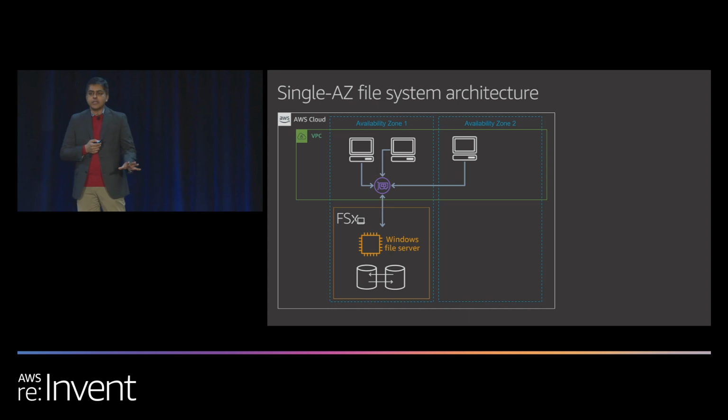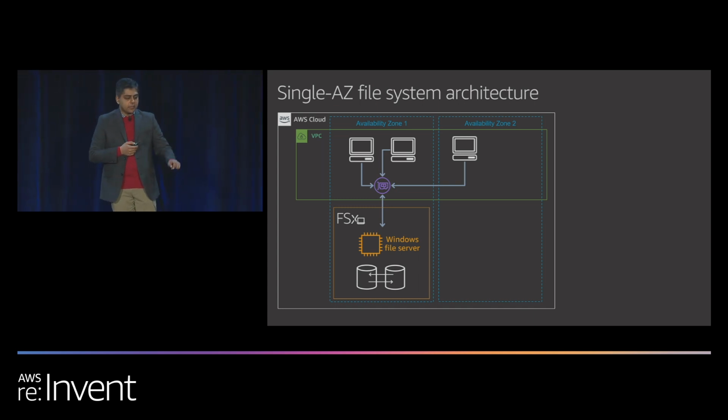So let's look at the architecture in a little more detail to understand how this model works. We have here the AWS cloud, and we illustrate a VPC with 2 availability zones. Let's say you have a set of client instances across these 2 availability zones.